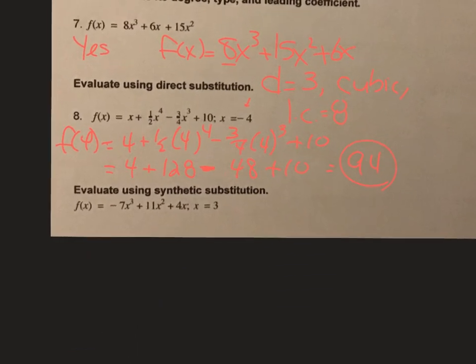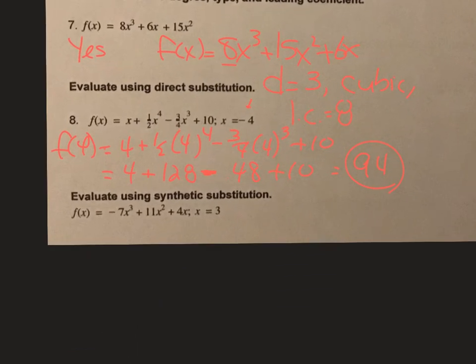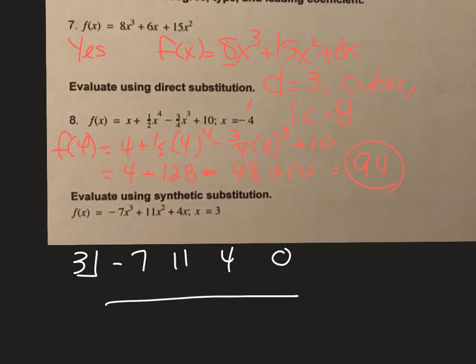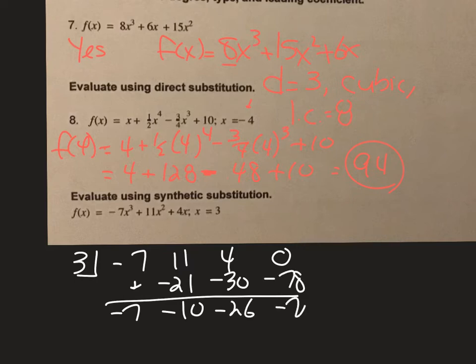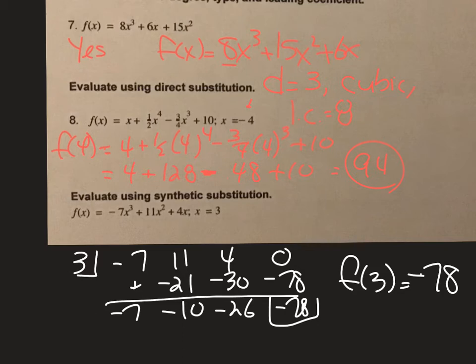And the last part here, synthetic substitution, my favorite way to do it. I'm going to put 3 in our box right here. I'm going to go -7, 11, 4. Don't forget your 0 at the end because it's missing the constant term. Start out bringing the -7 straight down. Multiply by the 3. Put it there. Add. Multiply by the 3, add, multiply by the 3, add, and whatever your remainder is, that's your answer. So f of 3 would be -78. That's a -78 in that box. It looks like a 28.